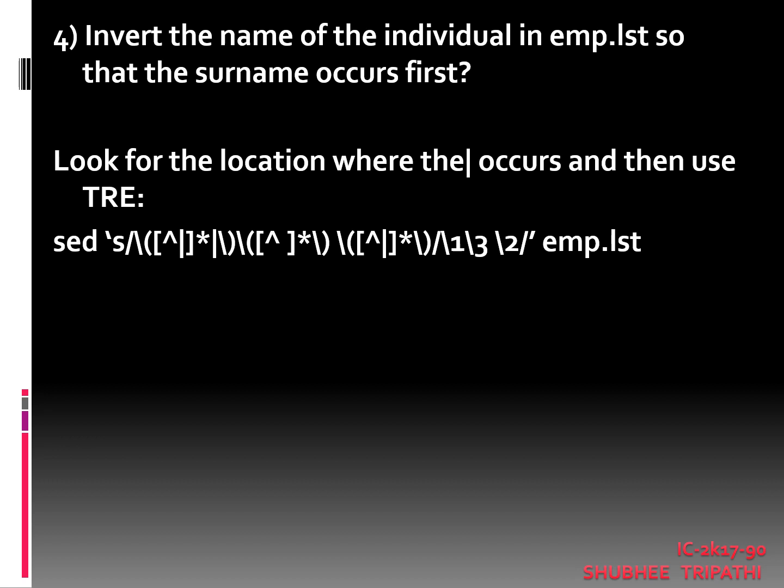This is how the TRE works. You have to identify the segments of a line that you wish to extract and enclose each segment with a matched pair of escaped parentheses. Now, for the above question, the answer is sed with the segments and emp.lst. emp.lst stands for employee list.